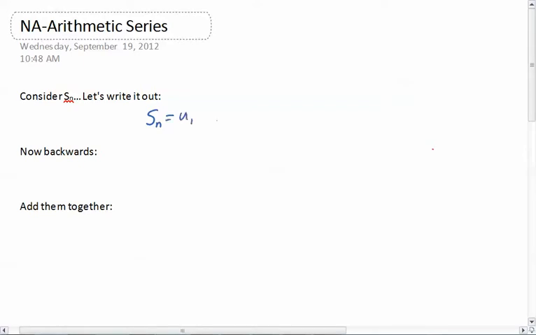the first term plus the second term, but instead of u2, according to the definition of an arithmetic sequence, it is just u1 plus d, right? Because I'm going to add whatever the difference was from the first to the second term. And then plus, now this should be u3. But u3 is just u2 plus another d, or u1 plus d plus d. So u1 plus 2d, right?